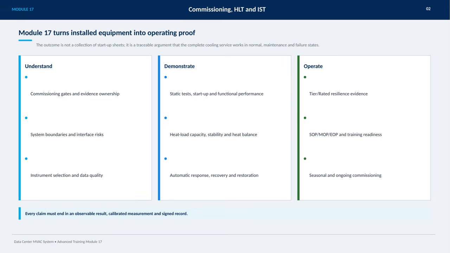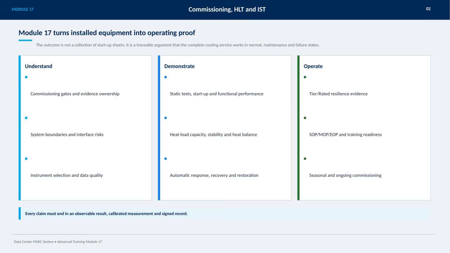Moving on to demonstration, we perform static tests, startup procedures, and functional performance evaluations. This includes verifying heat load capacity, stability, and heat balance, plus the system's automatic responses, recovery, and restoration capabilities. Finally, when operating, we gather evidence of tier or rated resilience, prepare standard, maintenance, and emergency operating procedures, and confirm training readiness. Seasonal and ongoing commissioning are vital to sustain performance.